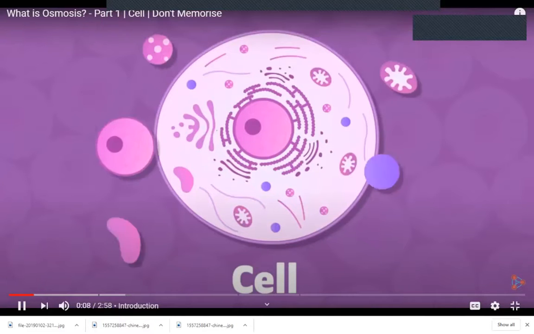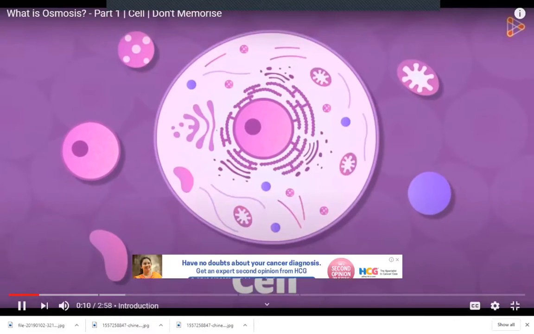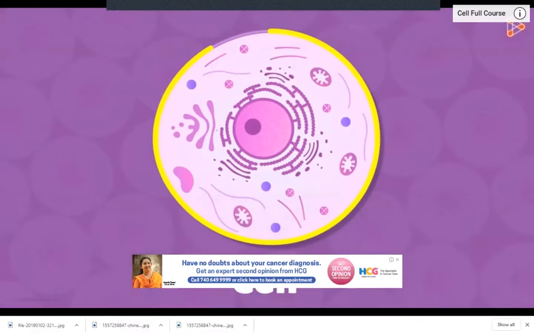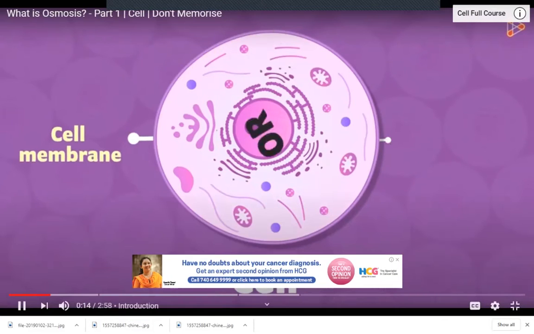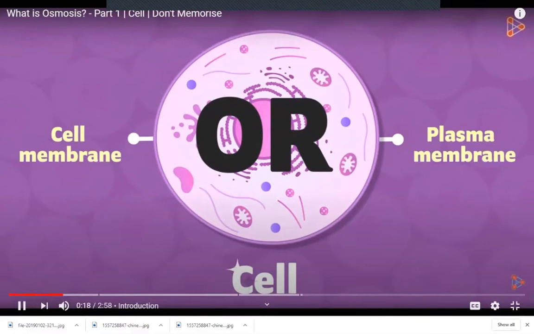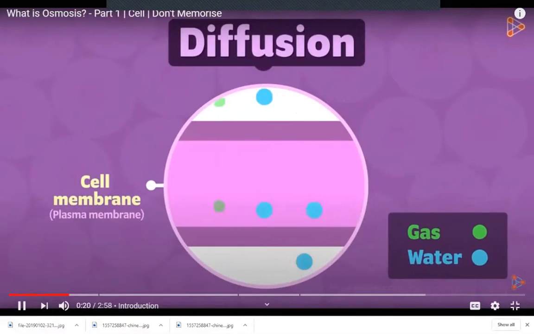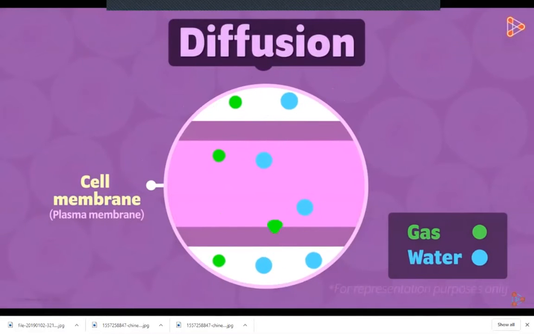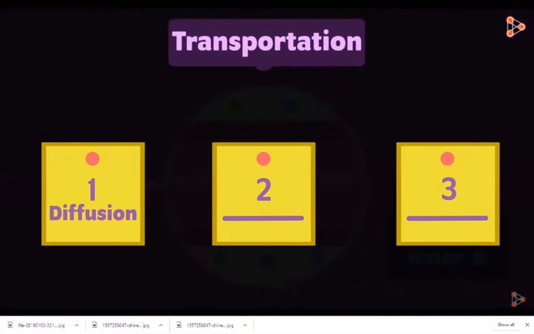We've already seen that the various organelles inside it are compactly packed inside this delicate membrane called the cell membrane or the plasma membrane. We've even seen that the cell membrane makes use of the diffusion process to transport gas and water molecules in and out of the cell. However, diffusion is not the only process employed. There are a few more on the list. Let's have a look at these methods in this video.